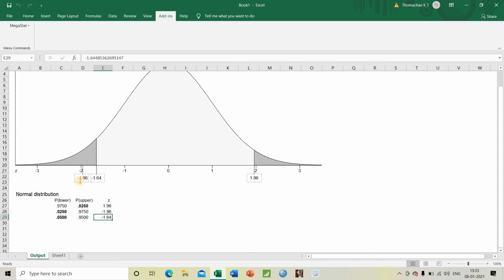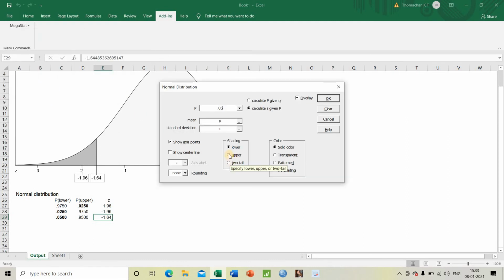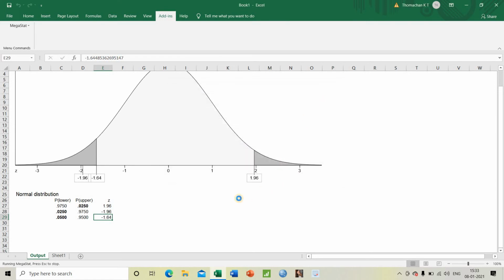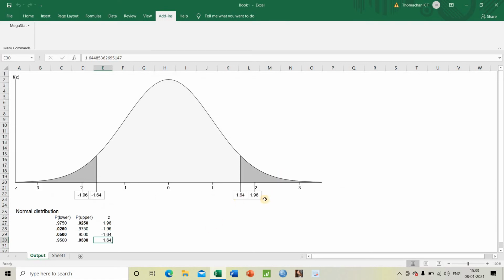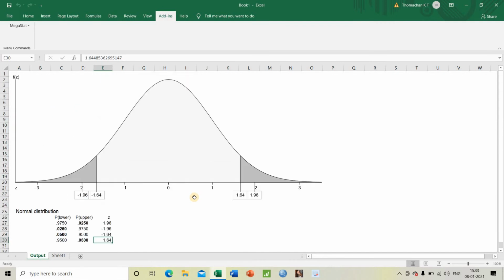two-tailed test, the critical values are minus 1.96 and plus 1.96. For a left-tailed test with alpha 5% it is minus 1.64. Similarly, for a right-tailed test, you will see that the value is 1.64. So this is the area 5% corresponding to alpha equal to 5% for an upper tail test, as you can see here.